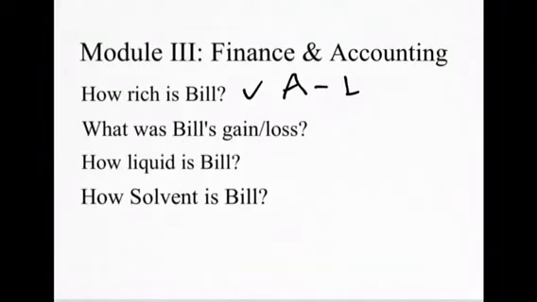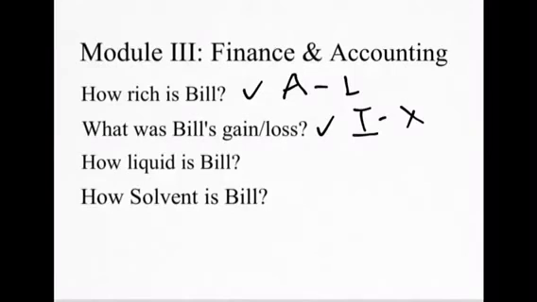The second thing you'll be responsible for is to determine what was Bill's gain or loss. You would do that, of course, by adding up all of his sources of income and subtracting the sum of his expenses. Again, the key here is not the arithmetic, that's easy enough. The key is to distinguish assets from income, liabilities from expenses.